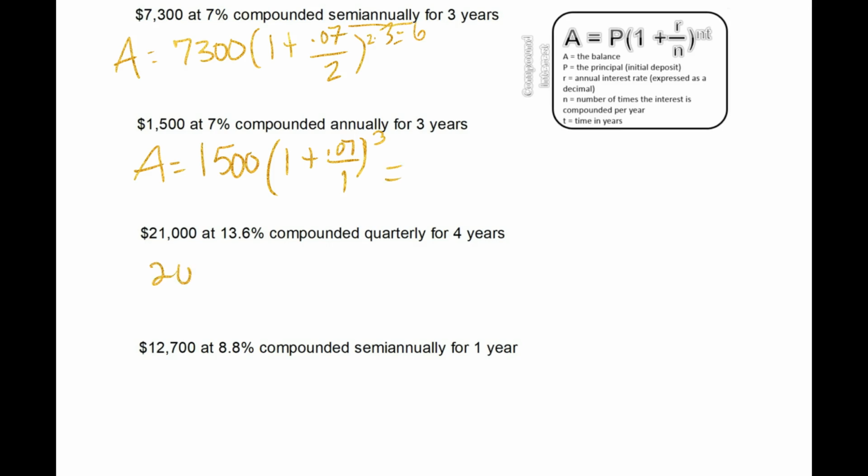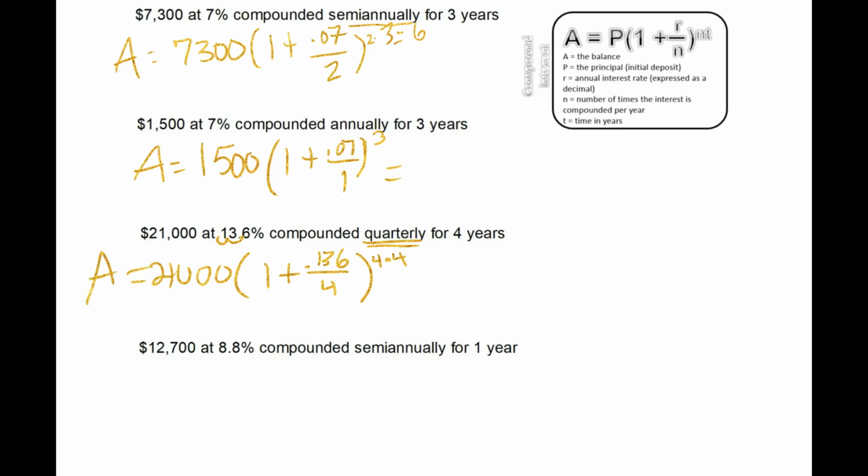All right, 21,000, Mr. O'Neill, times 1 plus 13.6%. Move that decimal over twice: 0.136. Quarterly, there are 4 quarters in a year, so raised to the 4th power times 4 is going to give you 16. Put that into your calculator.